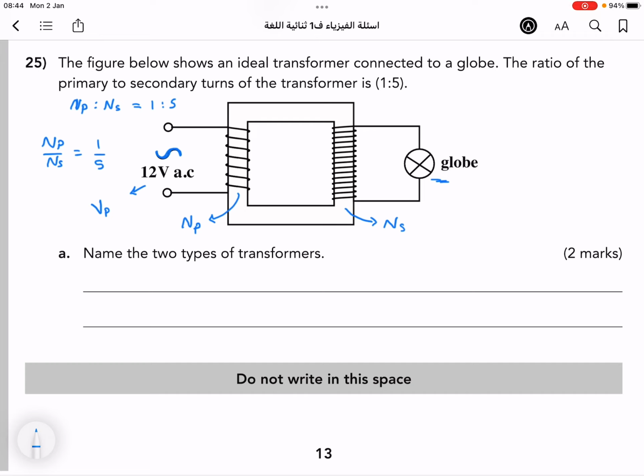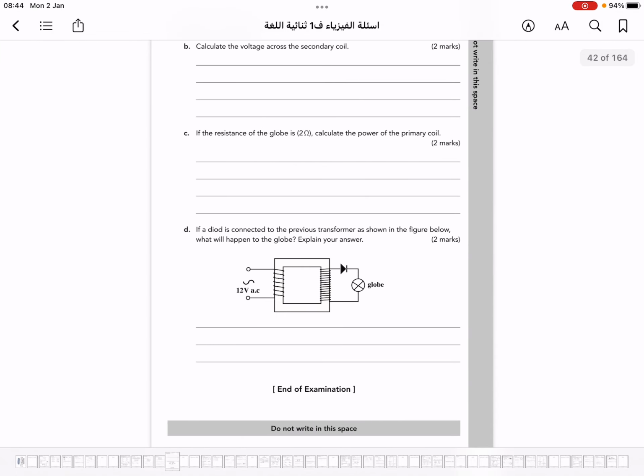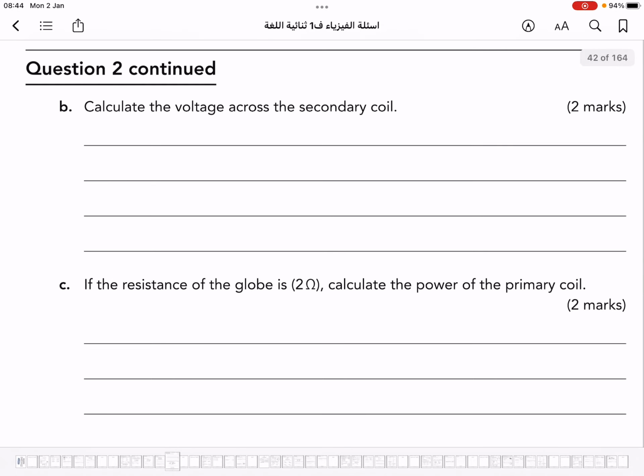Part A. Name the two types of the transformers. We have a step down transformer and a step up transformer. You just need to write them down. Then we have other parts connected to this question.